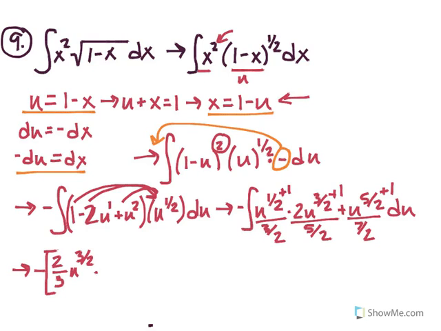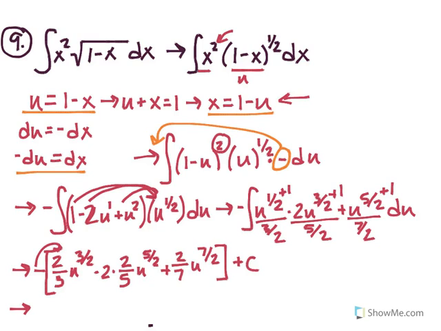The next part, I'm going to do the minus 2 first, and then multiply by the reciprocal of 5/2, which is 2/5, and then u to the 5/2. And the next term, plus the reciprocal of 7/2, which is 2/7, and then u to the 7/2. All that plus C. So we're going to clean this up and then we'll be done. All of these terms are going to get a little negative sign distributed, just to keep that in mind.